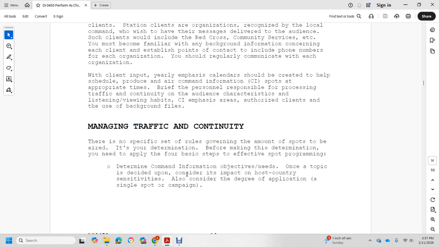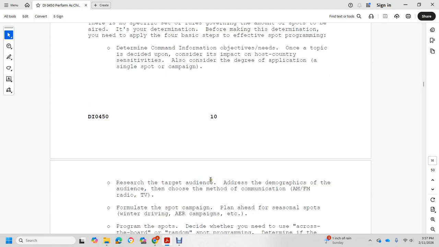Managing traffic and continuity. There is no specific set of rules governing the amount of spots to be aired. Before making the determination, you need to apply the four basic steps to effective spot programming. Determine command information objectives needed once the topic is decided upon. Consider the impact on the host country and its sensitivity. Also consider the degree of application of a single spot within the campaign.